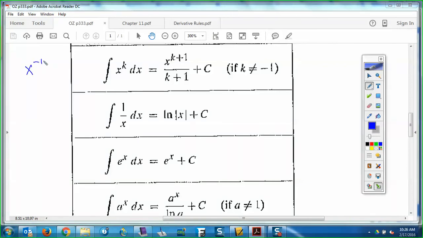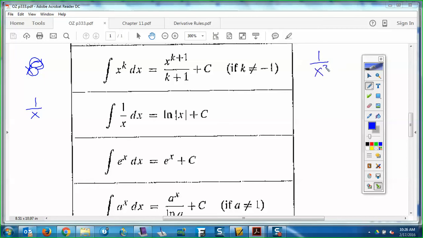Because what would you do? You'd raise that up to a 0 and divide by 0. You can't divide by 0. Well, that's taken care of in this one. If you have x to the negative 1, that's this. What's the antiderivative of 1 over x? ln of x.